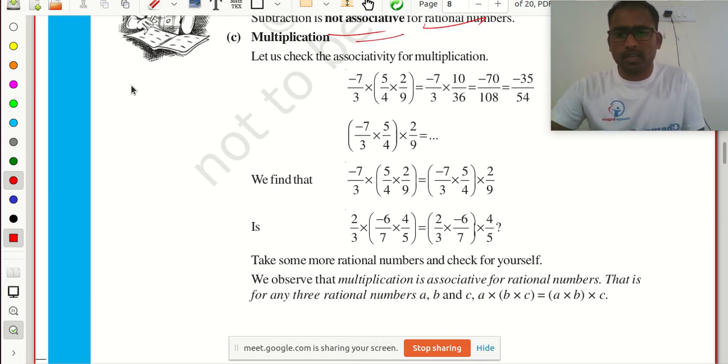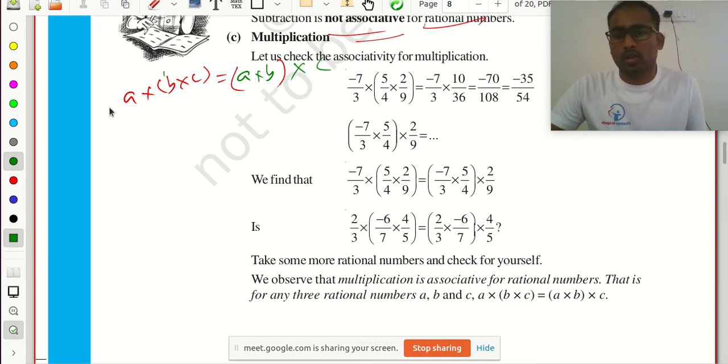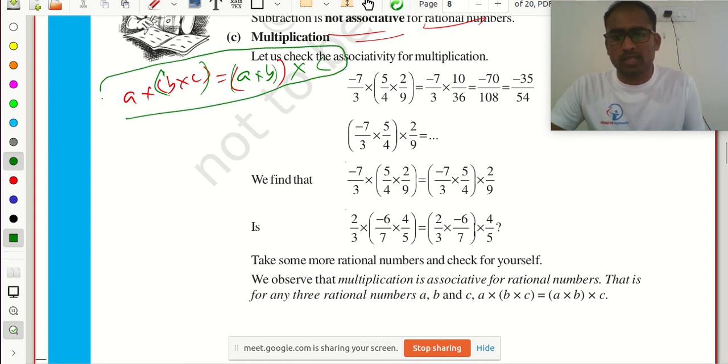In multiplication also, I already told you, (a multiplied by b) multiplied by c is equal to a multiplied by (b multiplied by c). You just observe the brackets. The brackets are here, and in this case the brackets are here. So if these two relations are equal, then I can say multiplication is associative for rational numbers. Is this clear?